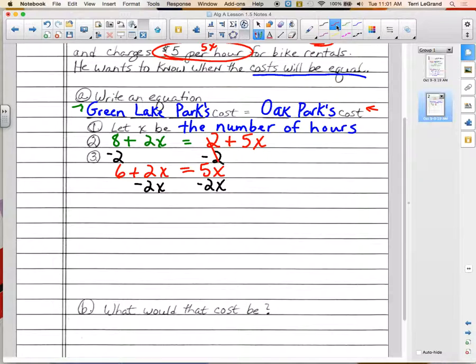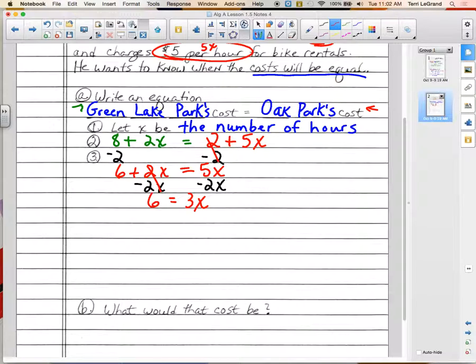And now what does our equation read? 6 equals 3x. Okay, so these guys take care of each other. 6 equals 3x. We all got to make the same last move here. What's that going to be? Divide by 3. Divide both sides by 3.